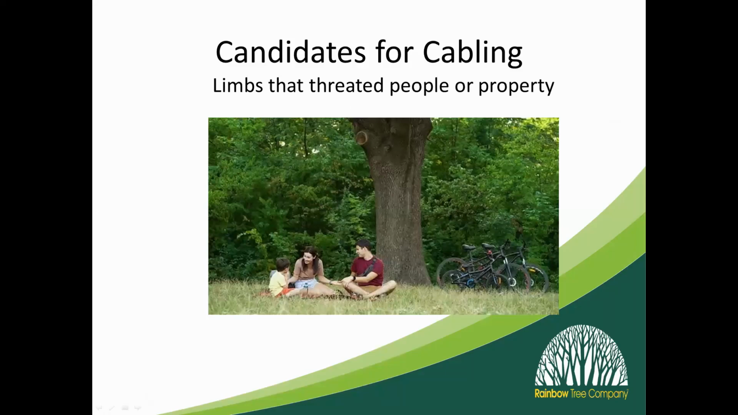And then another candidate would be limbs that threaten people or property. They might not be bad unions in a sense where it's a hazard at the moment, but it could just be a high traffic area, and the city or the park might want to mitigate any limb failure, being that it might be a low extended limb that they might prop or put a cable system into it to support it, just so they can lessen and mitigate any risk from that tree.